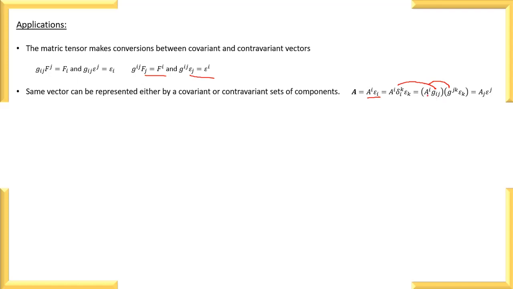This gij operating on the contravariant component Ai will give you the covariant component Aj, and also this gjk operating on the basis vector epsilon k will give you a contravariant basis vector, that is ej. Therefore, a vector can be represented either in covariant or contravariant form just by multiplying it with the metric tensor. Also, consider when we were taking the scalar product, the dot product, of two contravariant vectors.